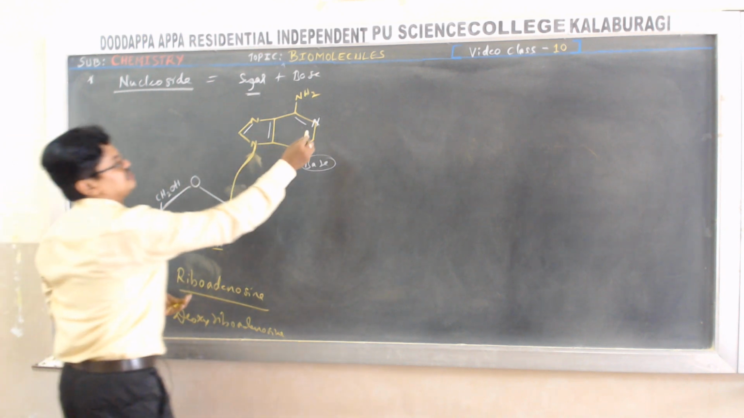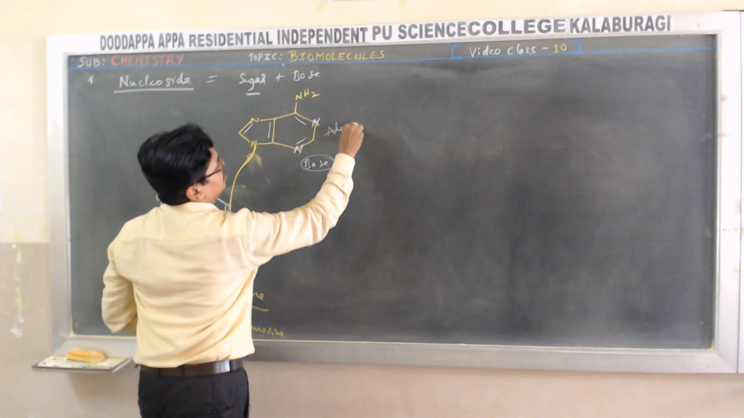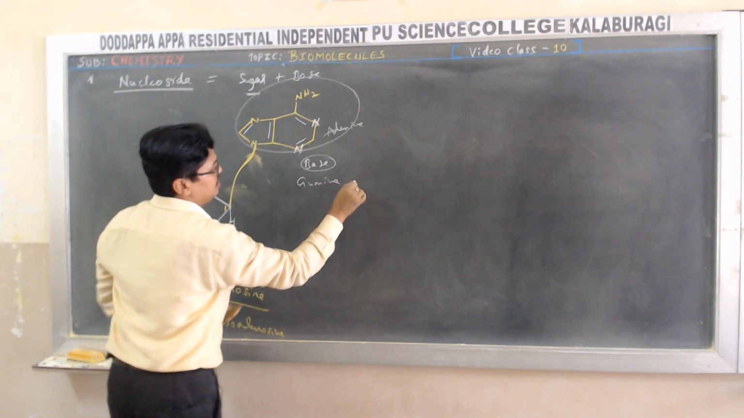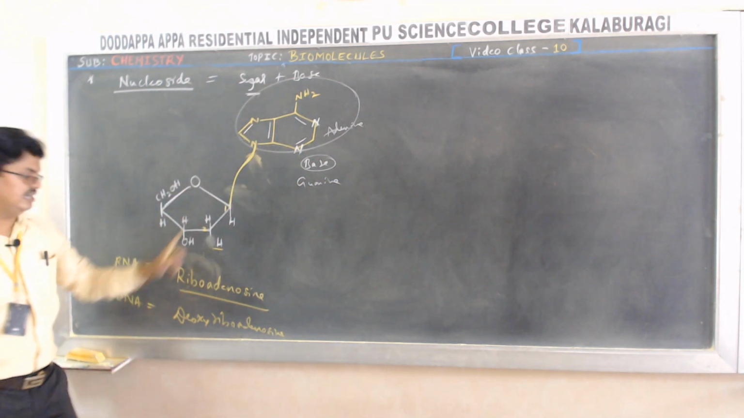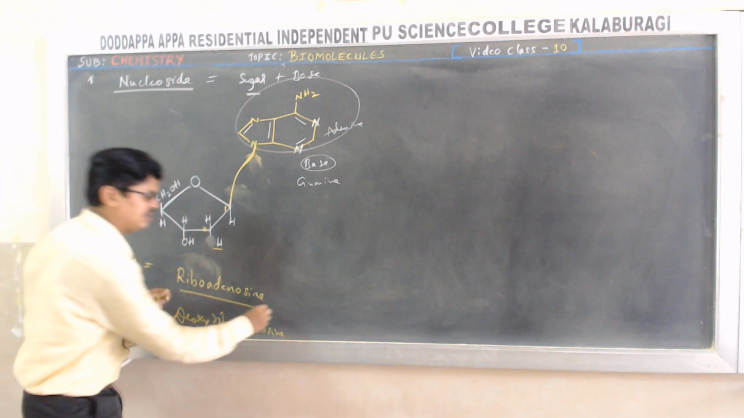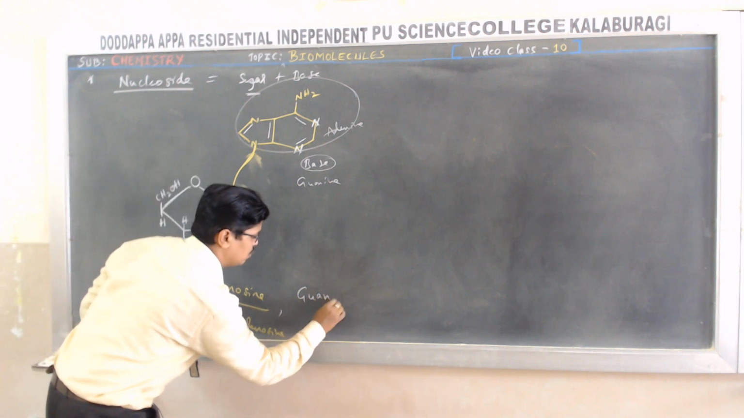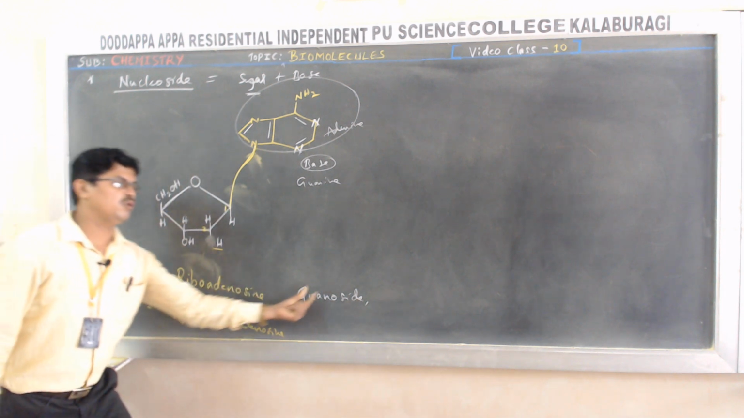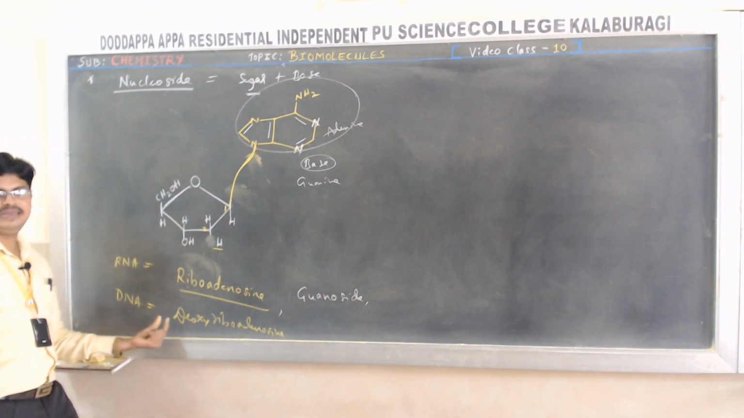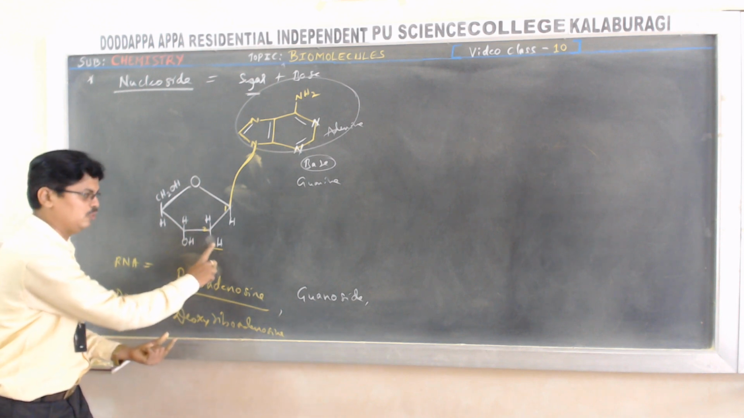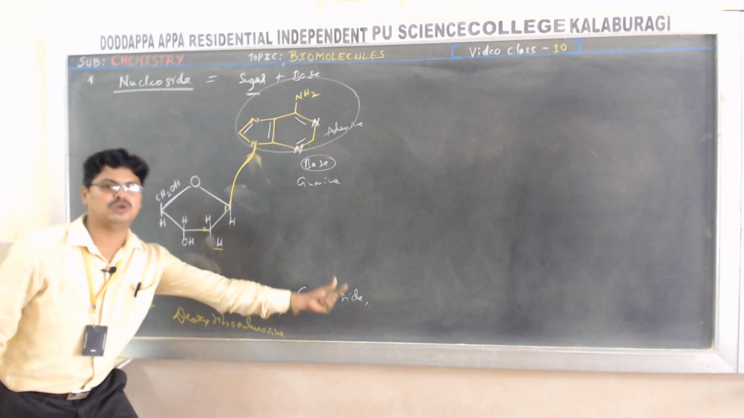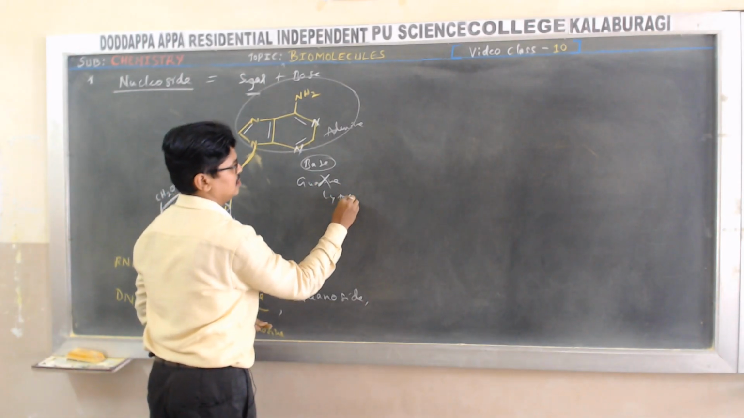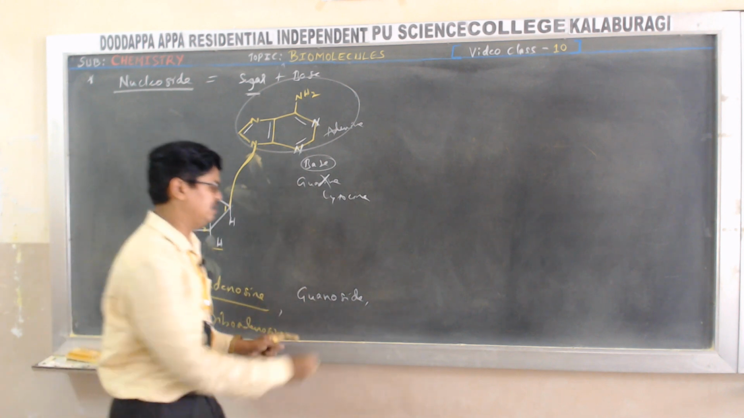See, if I replace this adenine by guanine, what does the name become? It becomes guanosine, riboguanosine. If it is DNA, writing only H without OH, it becomes deoxyguanosine. Similarly, if I replace guanine by cytosine, it becomes cytidine.